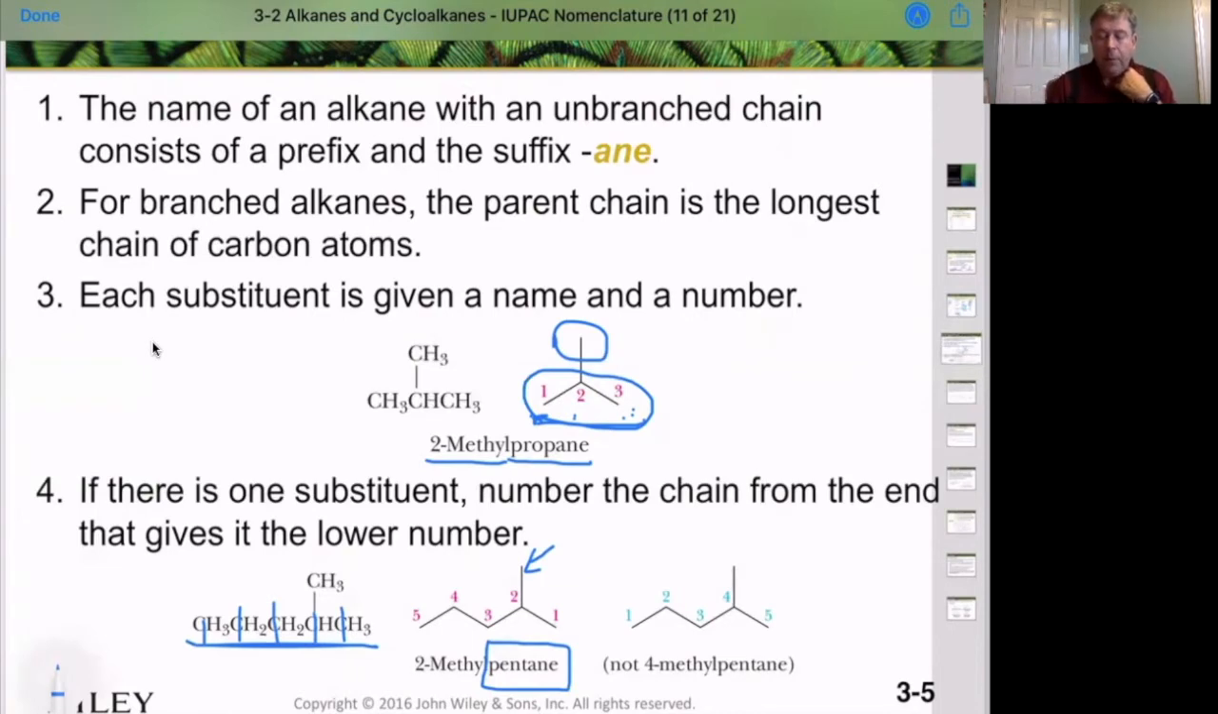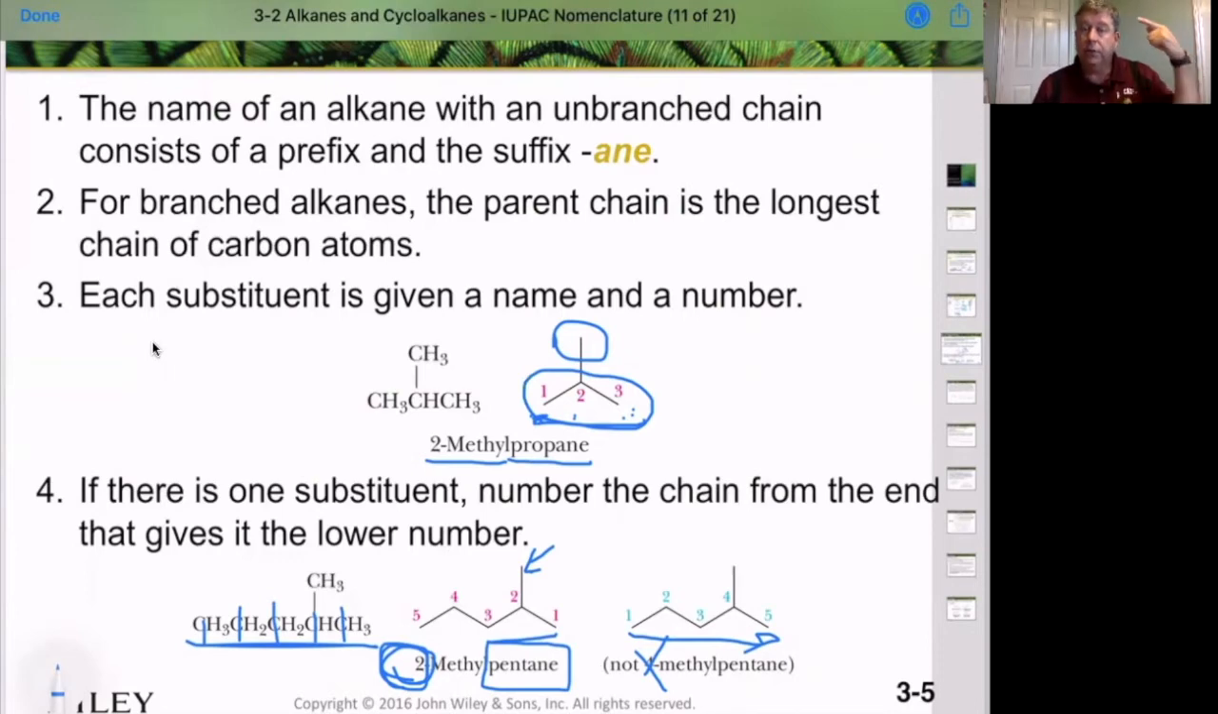And now we have to figure out which way to number it such that it's on the lowest number carbon. So if we number from this side, we'll end up with 2 is where our methyl substituent is. If we numbered from this side, we'd end up with that methyl group on 4, okay? 4 is bigger than 2, therefore this is the correct name, 2-methylpentane, not 4-methylpentane, because we do not use this 4 because it is not the lowest number for the substituent.